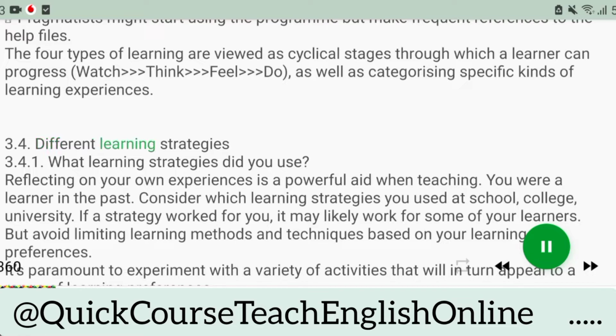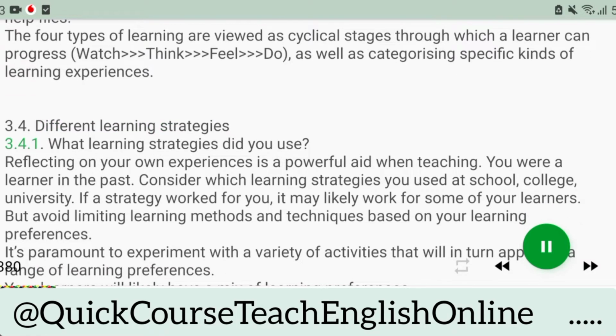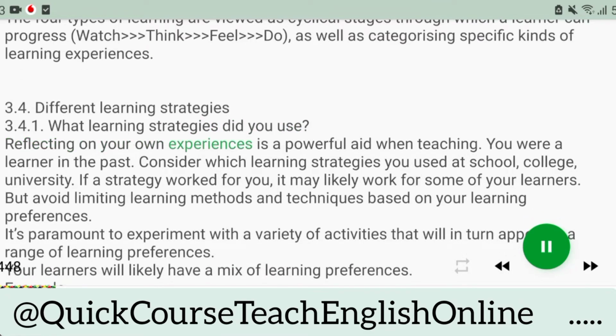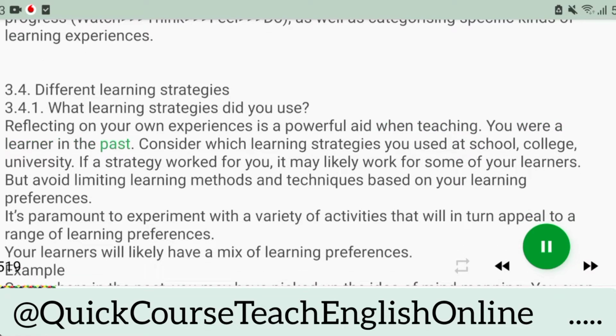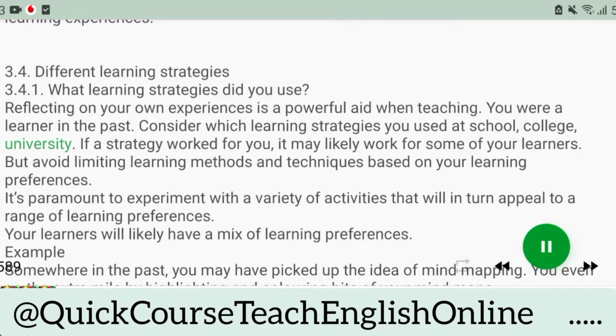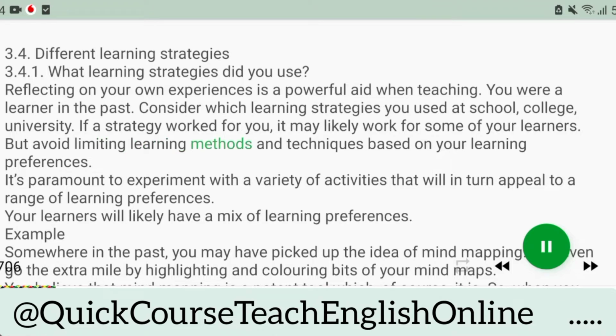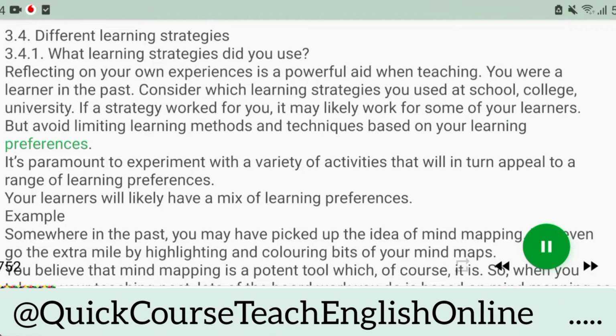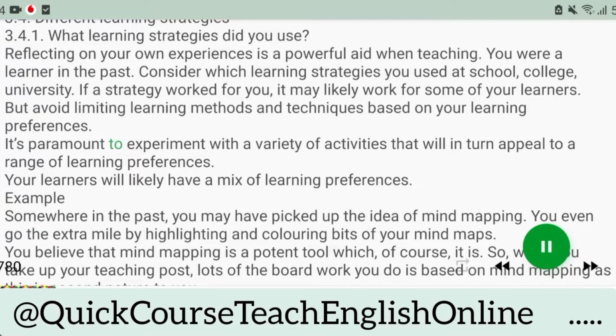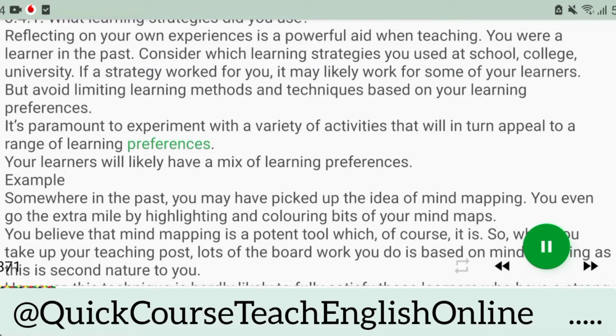3.4. Different learning strategies. 3.4.1. What learning strategies did you use? Reflecting on your own experiences is a powerful aid when teaching. You were a learner in the past. Consider which learning strategies you used at school, college, university. If a strategy worked for you, it may likely work for some of your learners. But avoid limiting learning methods and techniques based on your learning preferences. It's paramount to experiment with a variety of activities that will in turn appeal to a range of learning preferences.